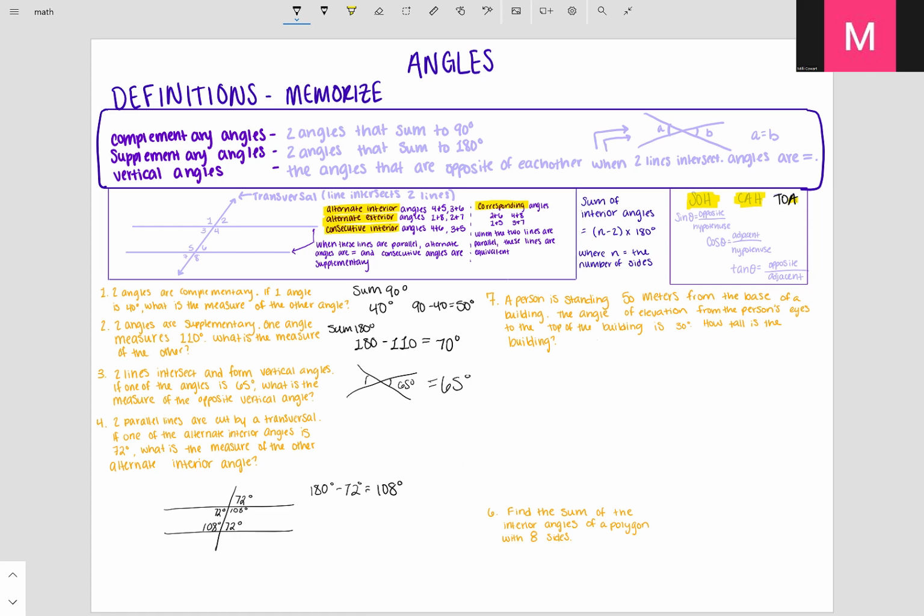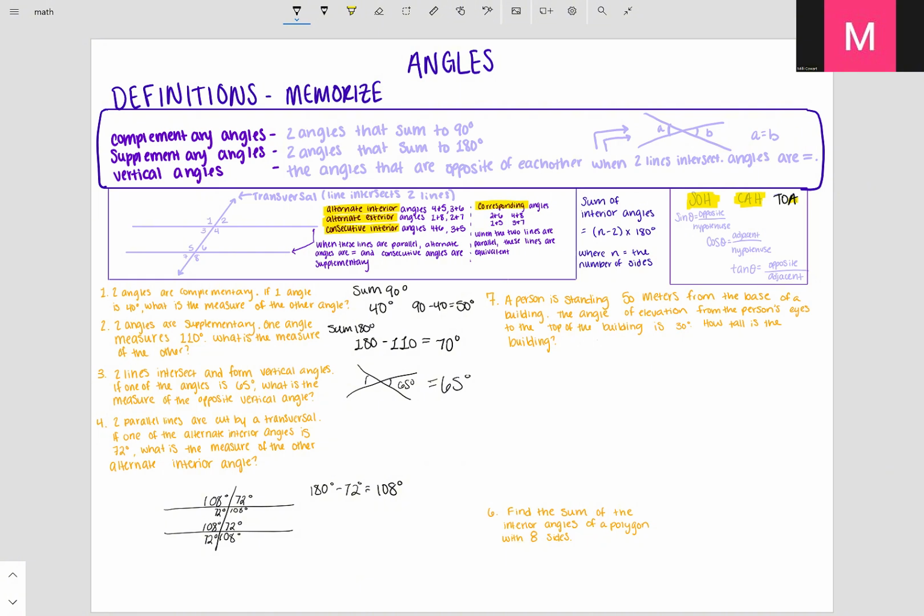This one and this one will be the same. And these are also vertical angles here. So this would be the same, and this would be the same. And now we can see that our alternate exterior angles are equal. We covered alternate interior and consecutive interior, and we used corresponding to fill in the rest.